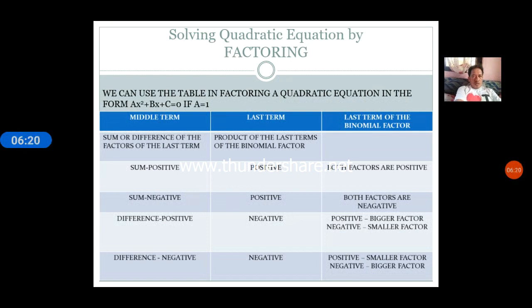As we all know, factoring is the reverse process of multiplication. If we multiply two binomials, we get a quadratic trinomial. How about the middle term? The middle term tells us that it is the sum or the difference of the factors of the last term.